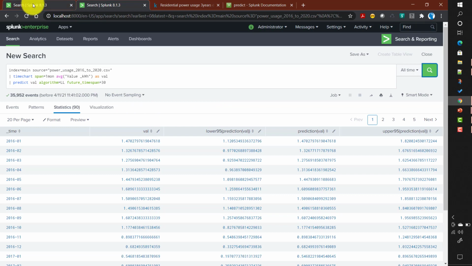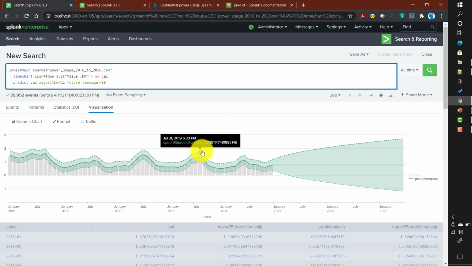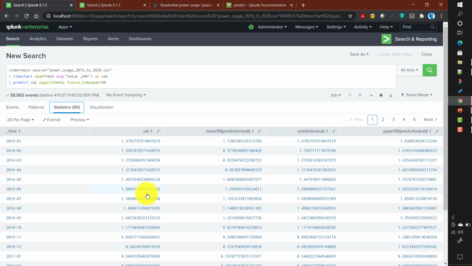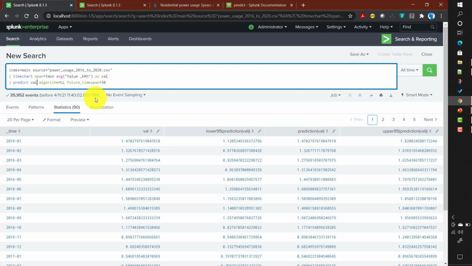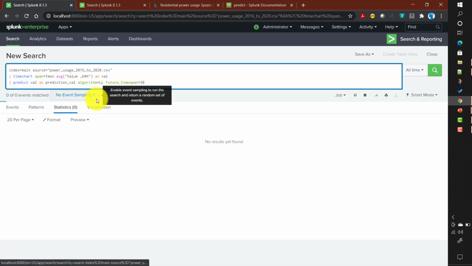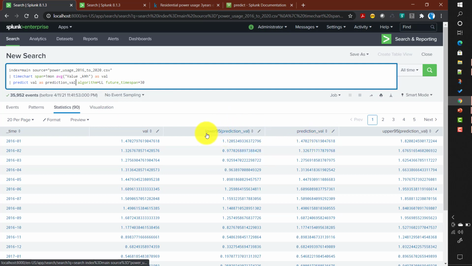Now, okay, let me show you another thing over here. If I just go to the statistics tab, the fields it has created are the lower 95 percentile, the actual prediction of the value, and the upper 95 percentile. If you want, you can rename this field as well over here. So if you want something like prediction underscore val, you can give an as clause over here, prediction underscore val. So it will be creating the field called prediction underscore val over here. I will show you how to rename these as well in a later part of this video. Okay, so we talked about the LL algorithm.